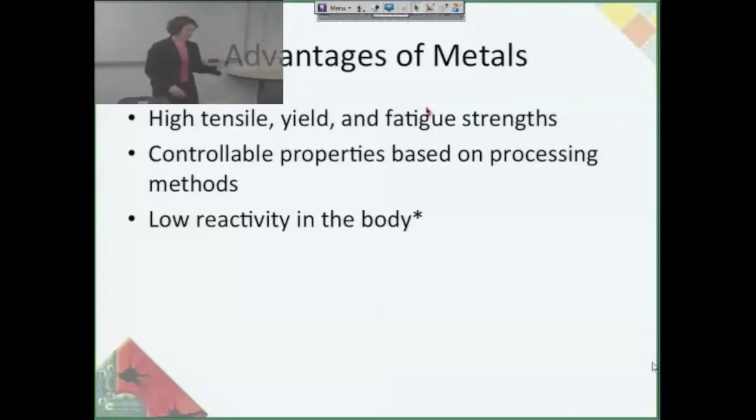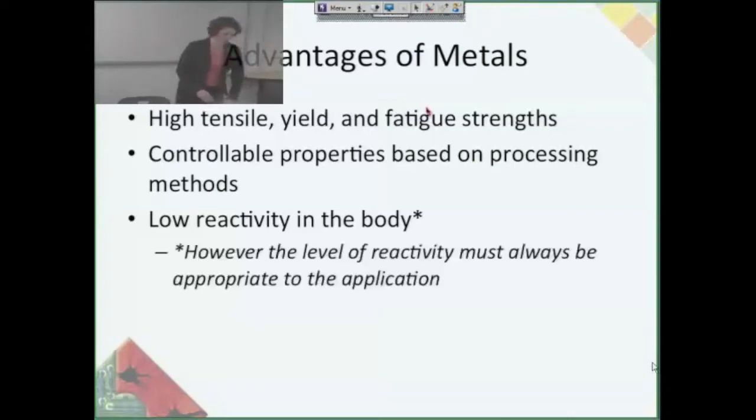And I have an asterisk there because since my current research is in the inflammatory response to biomaterials, I always hesitate to use terms like low reactivity or biocompatible as an advantage of something, or even just something as vague as biocompatible, because in different applications, you're going to want a different level of reactivity. So I mentioned with the stent, you have a lot of inflammatory cells flowing through there, so that's something that you want to be less reactive.